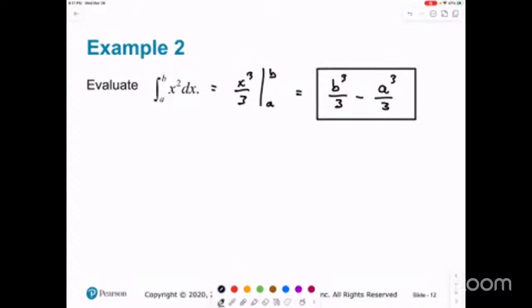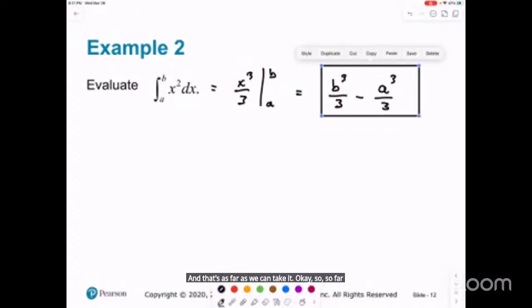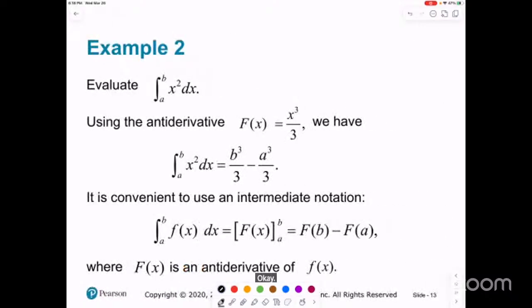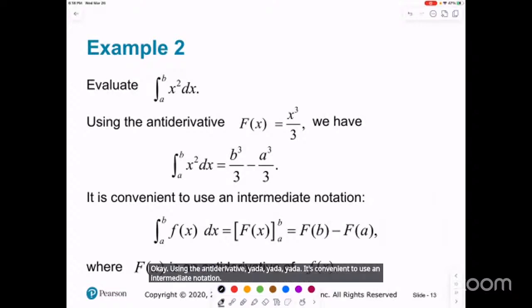Okay. So far, we've been doing the same integration technique, right? The integral of a power function is 1 plus the power divided by the new power, plus a constant, except for definite integrals, you don't need the constant. Using the antiderivative, it's convenient to use an intermediate notation. That's fine.